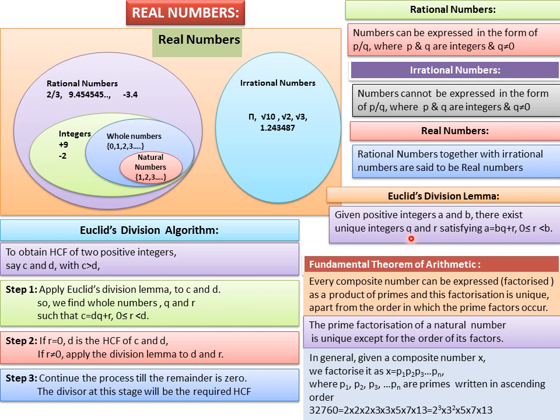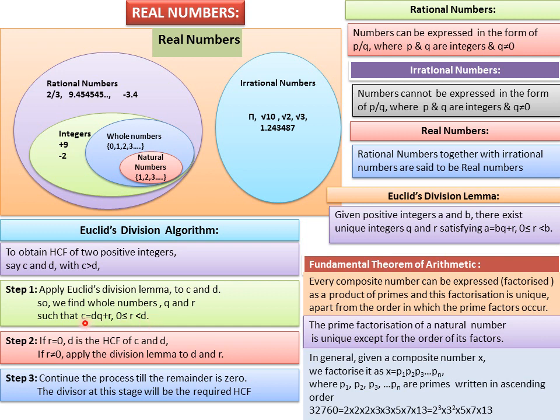Using this Euclid's division lemma, an algorithm is developed to find the HCF of two positive integers. Here in this example, c and d are two positive integers where c is greater than d. So how do we find the HCF of these two positive integers? Applying Euclid's division lemma, we know that c equals dq plus r, where r is greater than or equal to 0 and less than d.